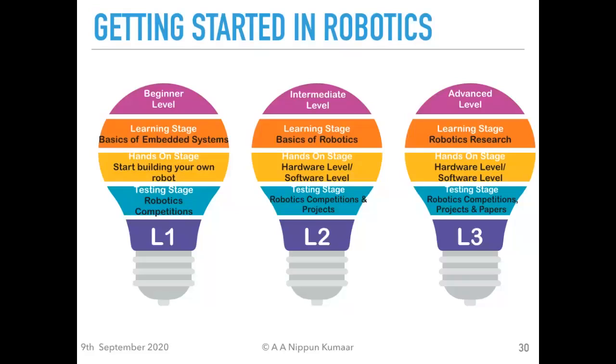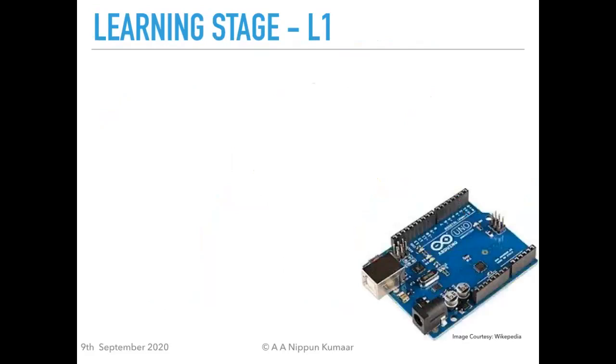Looking at this, you can easily understand that at level one, what you're going to learn is very basic stuff, and then you immediately try to implement it. That would be my suggestion. My suggestion is always to learn, do something, and then test it, and then learn, do something, test it. That's the reason I've given all three stages in a loop kind of concept. So let's look at the individual stages of every level, which will be a little more elaborate. So stage one, L1 learning stage. What basically should I learn here?